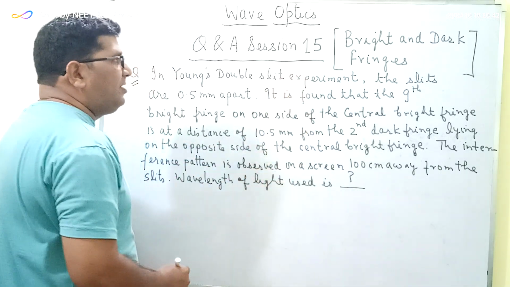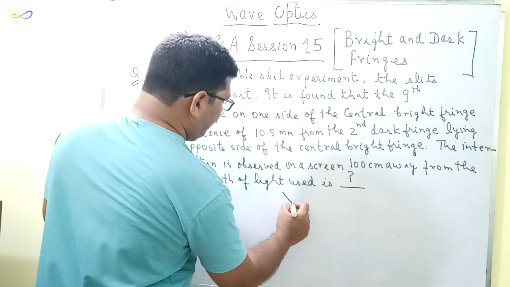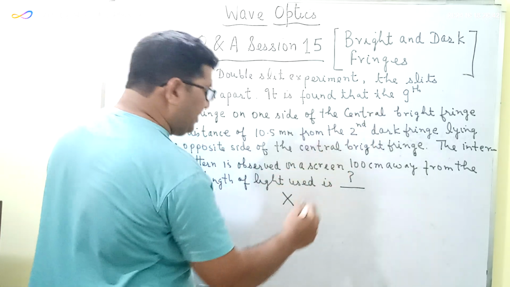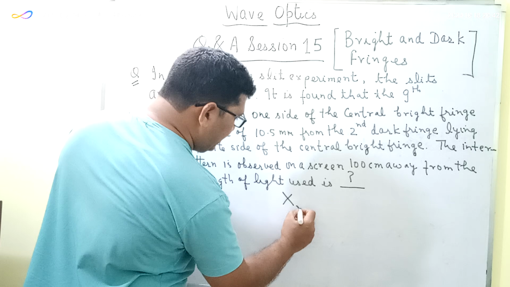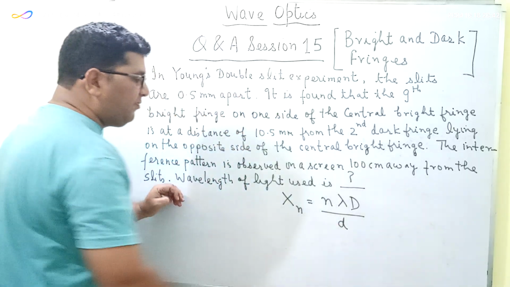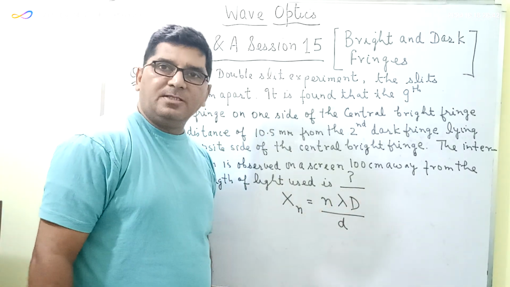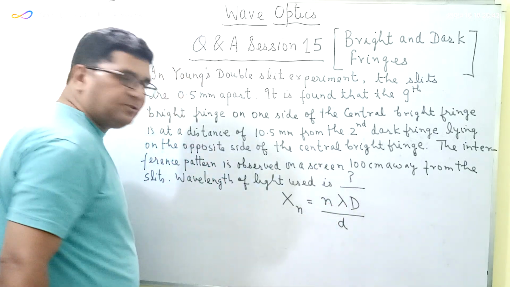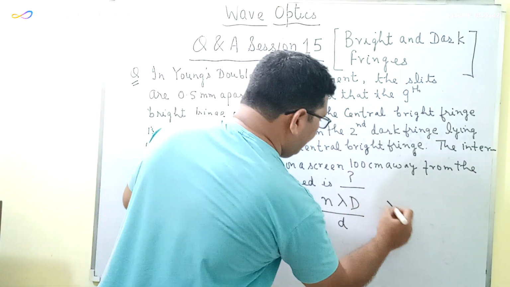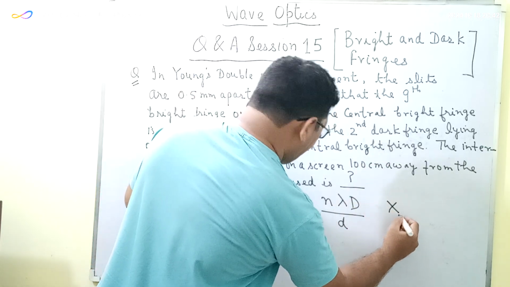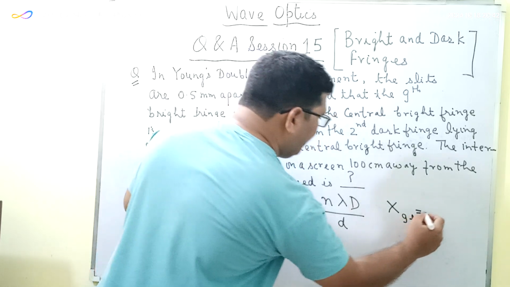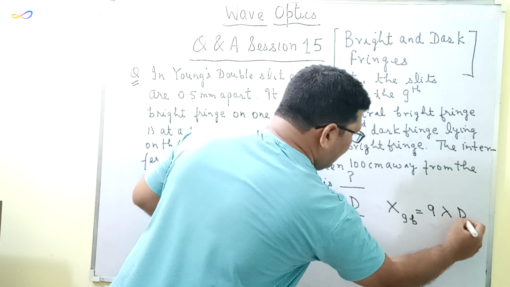Now in session number 12 we have seen that the distance of the nth bright fringe from the center of the screen, or from the central bright fringe, is given by xn equal to n lambda D upon d, where d is the separation between the slits and D is the distance of the screen. Lambda is the wavelength and this is the nth bright fringe. So in this case, the ninth bright fringe can be written as x9b, and since this is a bright fringe, I am writing b here. So the ninth bright fringe will be equal to 9 lambda D upon d.